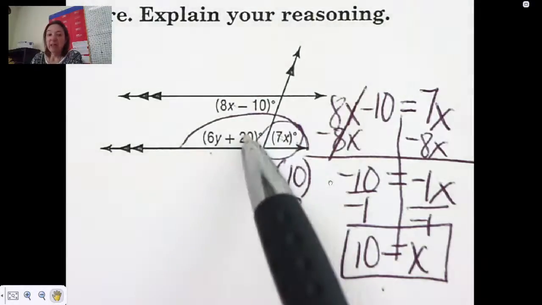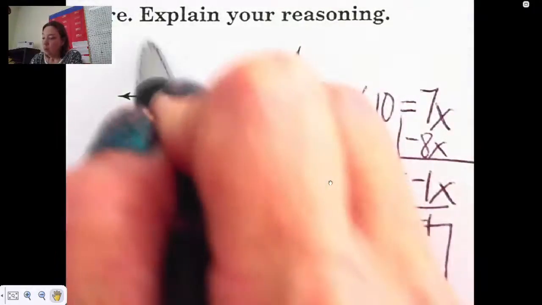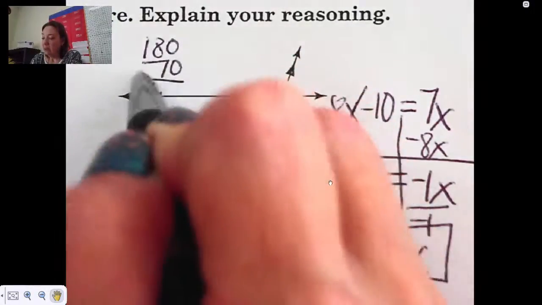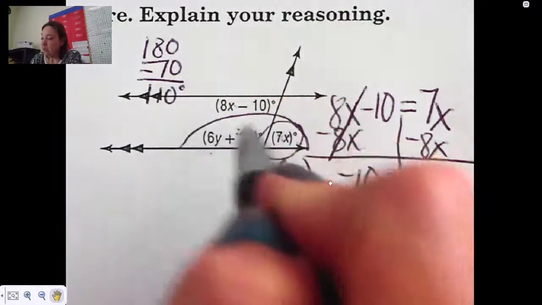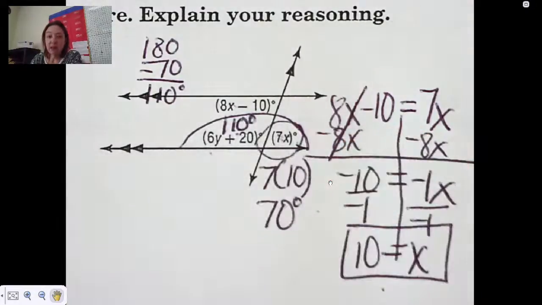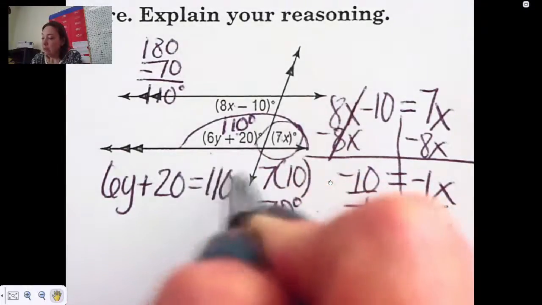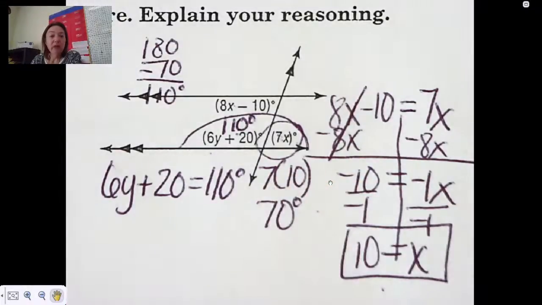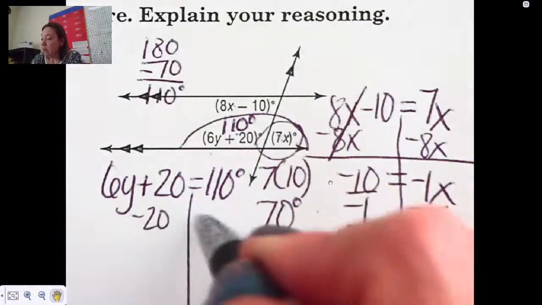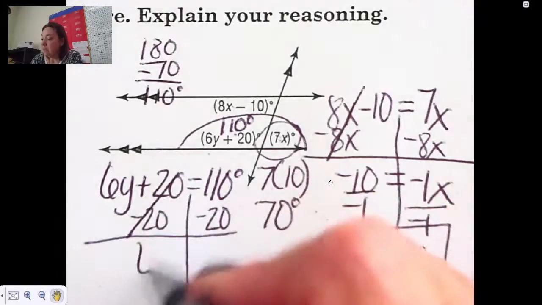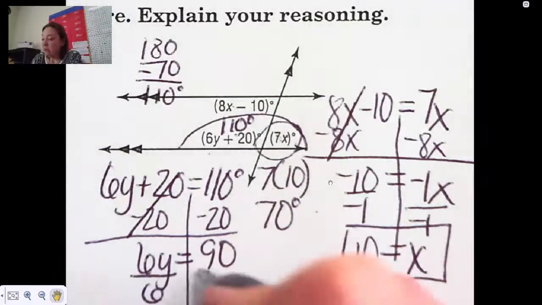So can we find this angle since we know this angle is 70? So we would do 180 minus 70, right? And what's that going to give me? 110. So this angle right here is 110 degrees. So I know that 6y plus 20 equals 110 degrees, right? So now all I've got to do is solve this equation. So I'm going to subtract 20 from both sides. So I've got 6y equals 90. And then divide both sides by 6.